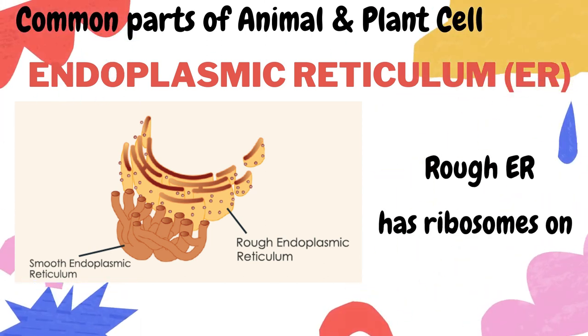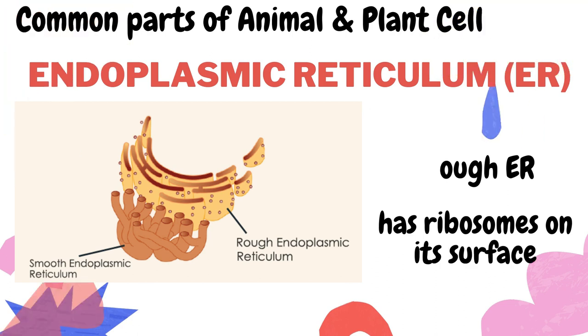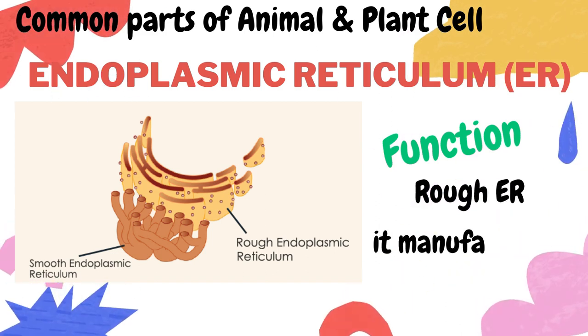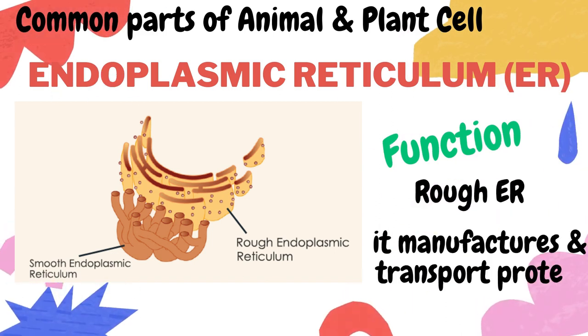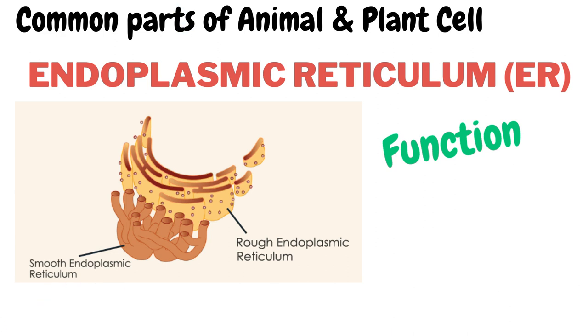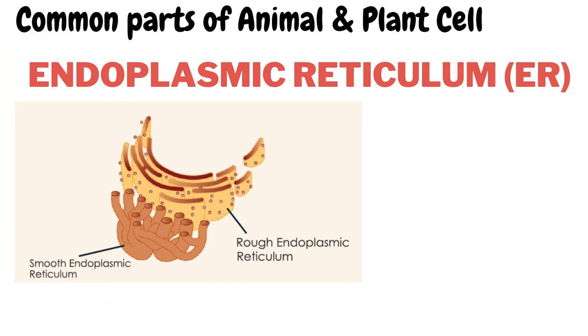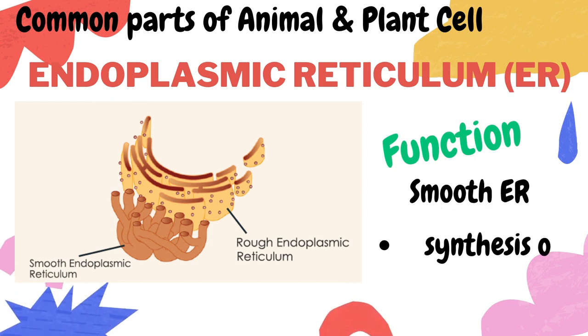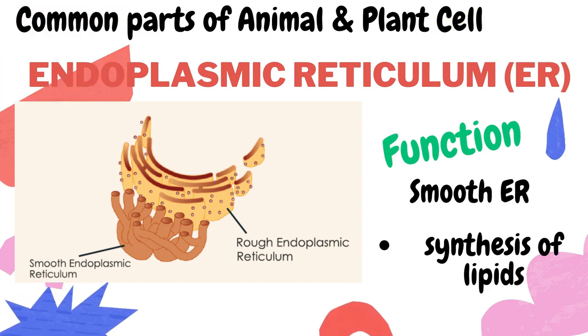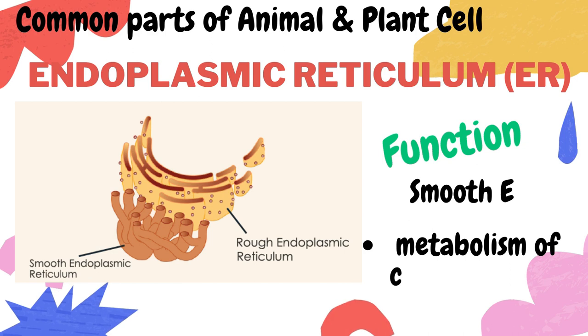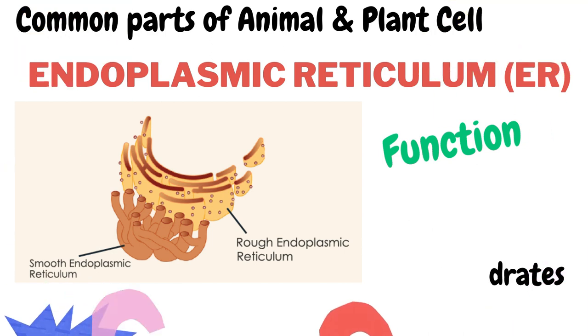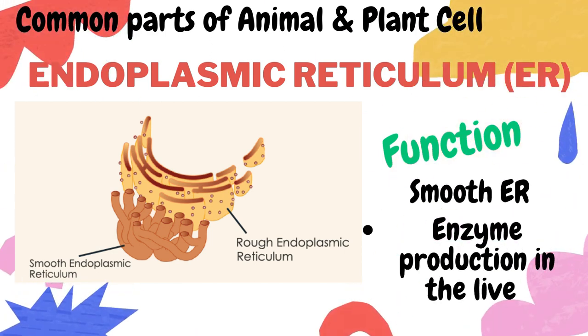Let's start with the rough ER. It has ribosomes on its surface. Its main function is to manufacture and transport proteins. The other one is the smooth ER or the smooth endoplasmic reticulum. It has no ribosomes on its surface. Its main function is the synthesis of lipids, metabolism of carbohydrates, and lastly, enzyme production in the liver.